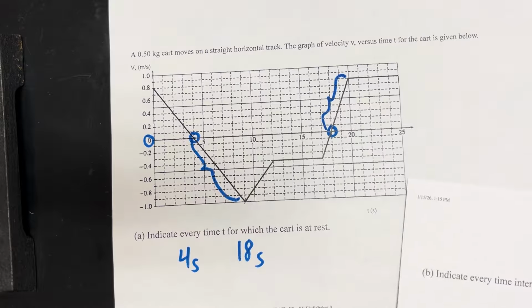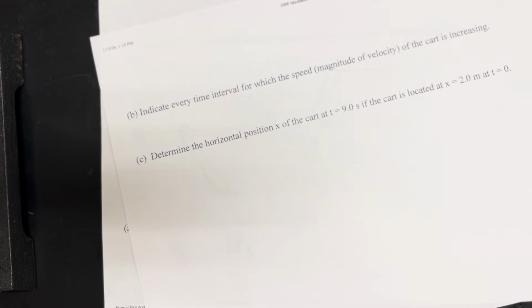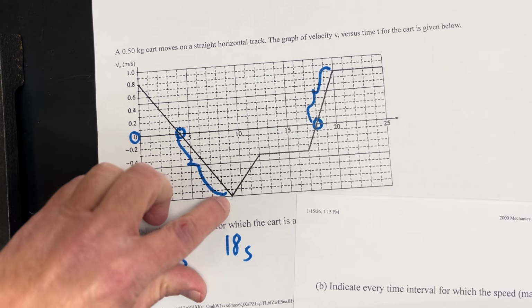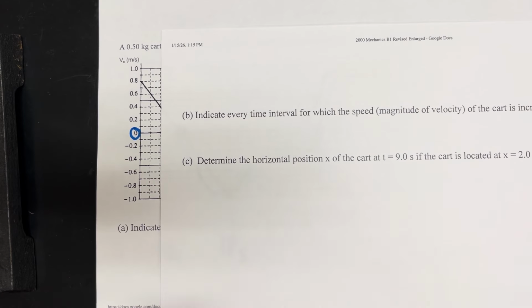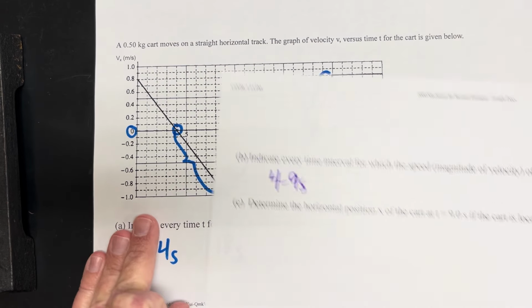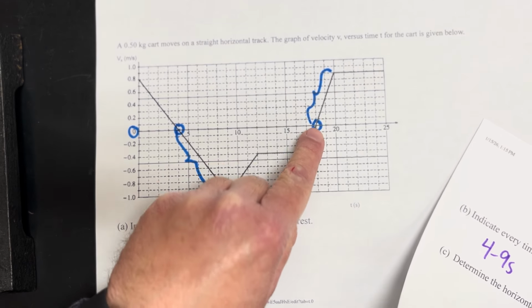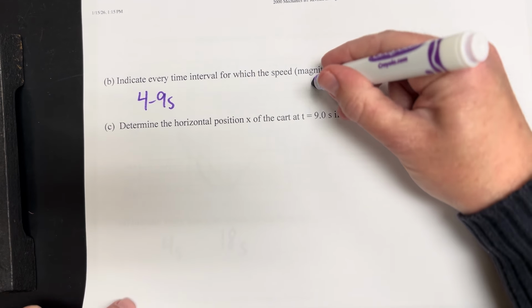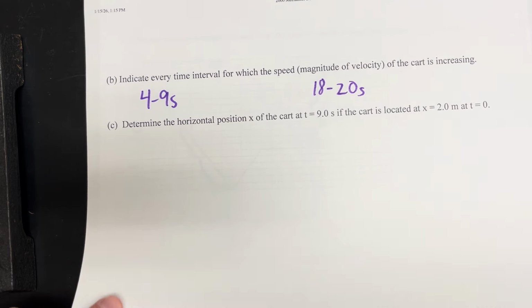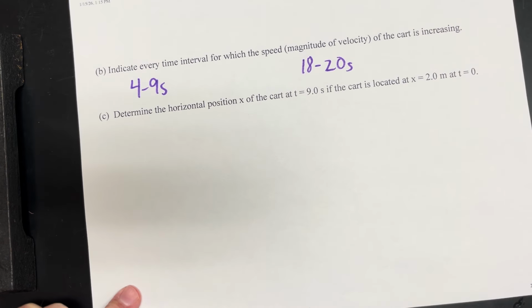And so then if we look at writing these down actually, and I look at the graph right here, I can see from 4 to 9 seconds it is. That's one period. So 4 to 9 seconds. And then if I look here, that is 18 to 20 is the other area in which we are increasing the magnitude of our speed.